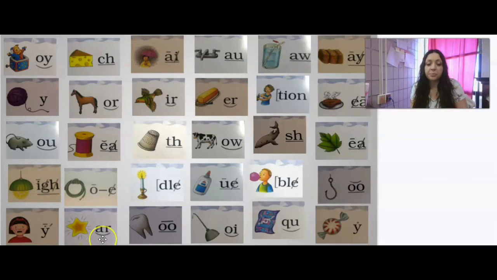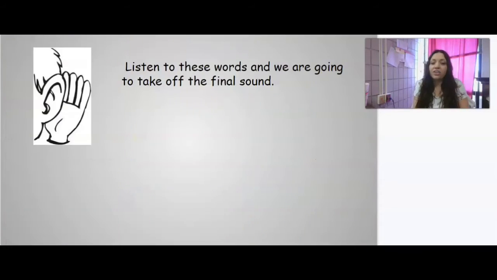Cry, I, vowel Y. Star, combination AR. Tooth, digraph OO. Oil, diphthong OI, quilt, combination QU, and candy, E, vowel Y. All right, you're going to listen to these words and we're going to take off that final sound.